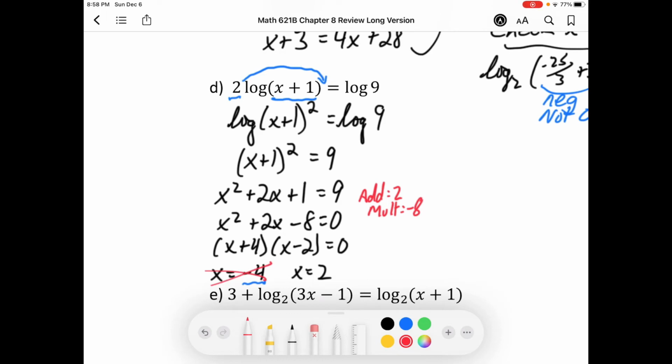On the other hand, if I put 2 back in over here, I'll have the log of 2 plus 1, which is 3. That's fine. So this is our single solution here. Even though we found two potential ones, only one worked. And the name for this is an extraneous root.